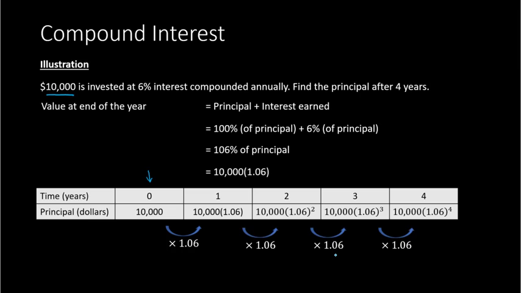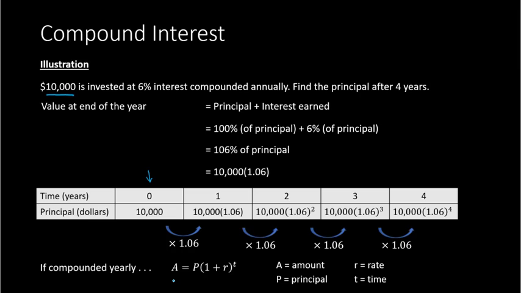All right, so in general, if you compound yearly, this is our formula. So A is the amount. So the amount is equal to the principal, the P, times 1 plus the interest rate to the T power. So R is the rate, T is time in years. All right, so this is our formula.